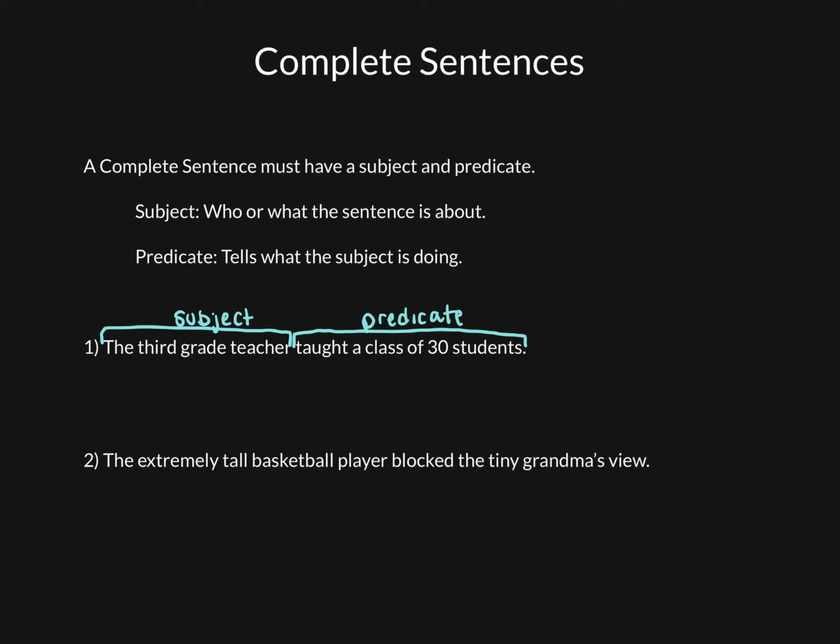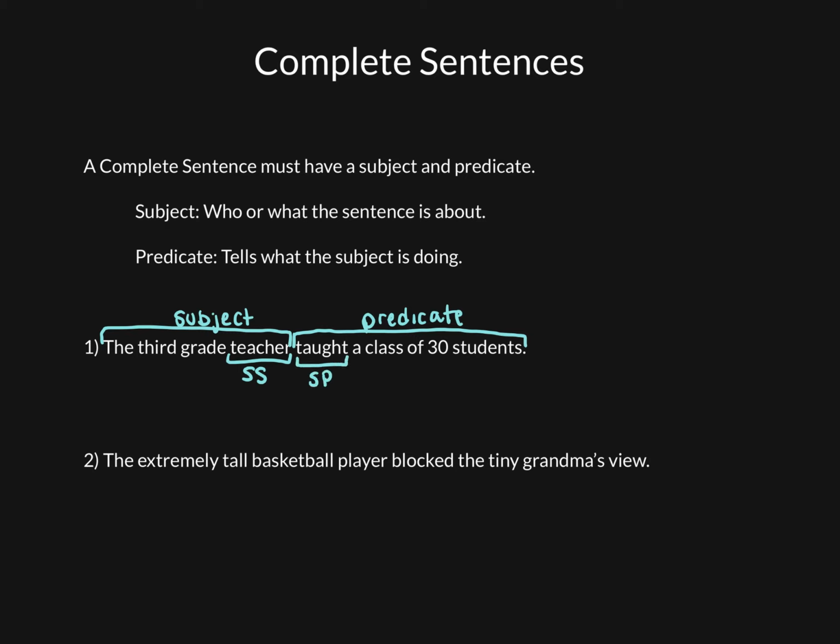Now, there's also something called a simple subject and a simple predicate. And those are exactly what it sounds like. It's a subject, but simplified, and the predicate simplified. So now, what does that mean? Well, here we have our subject, which is the third grade teacher. But overall, all it's talking about is the teacher. So teacher is going to be our simple subject. Now, the entire predicate is taught a class of 30 students. However, overall, what did she do? She taught. So taught is going to be our simple predicate.